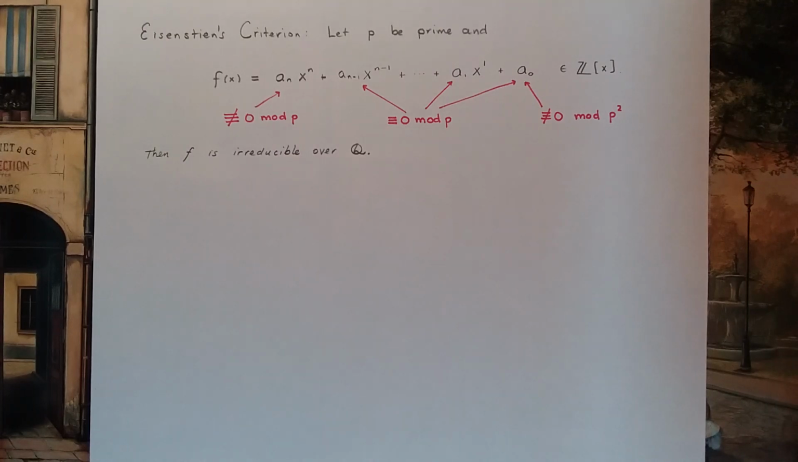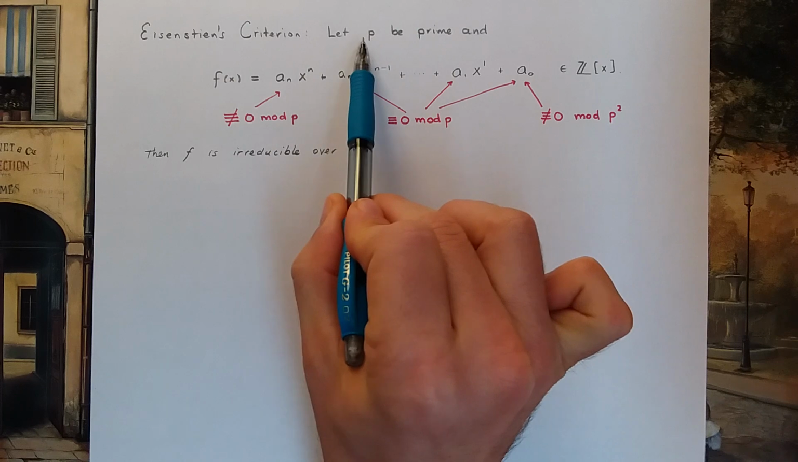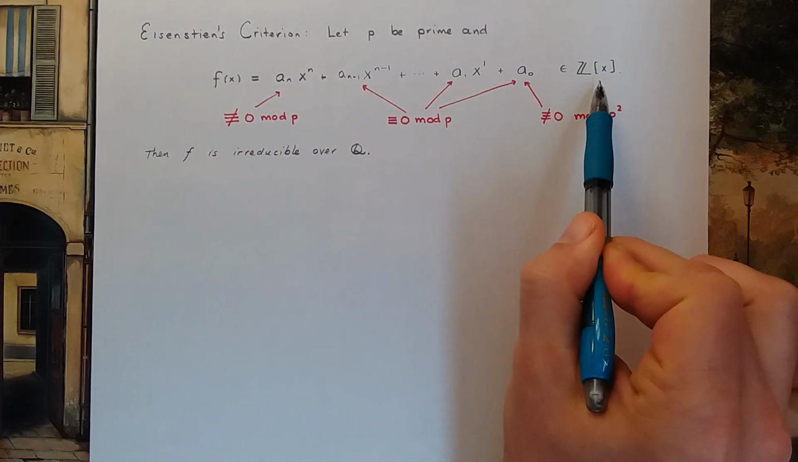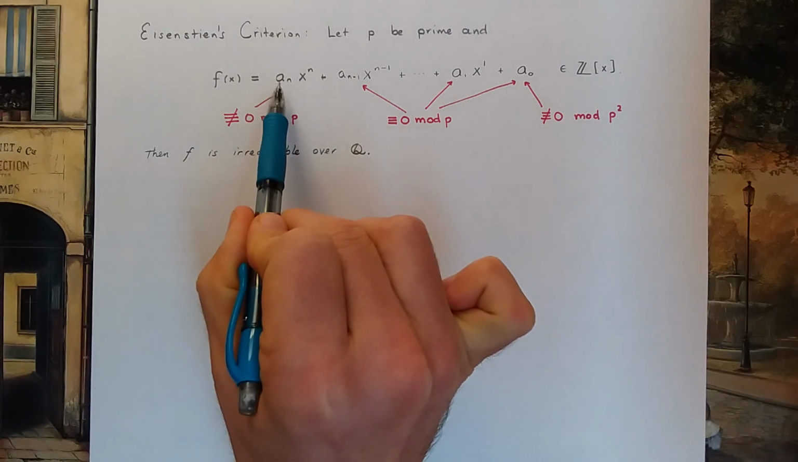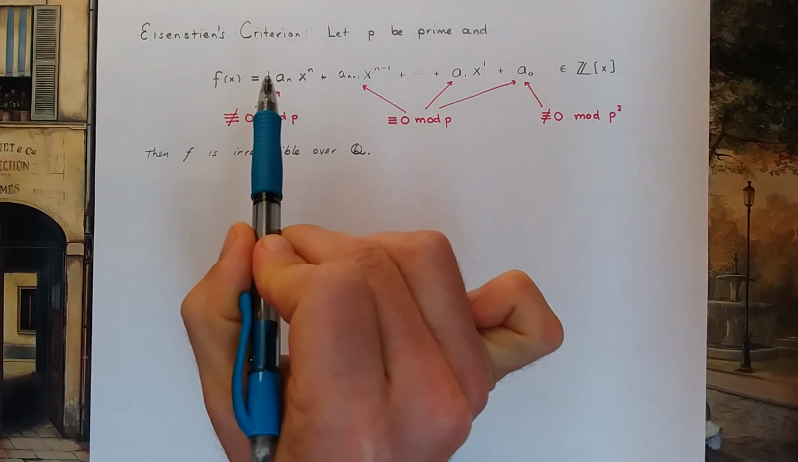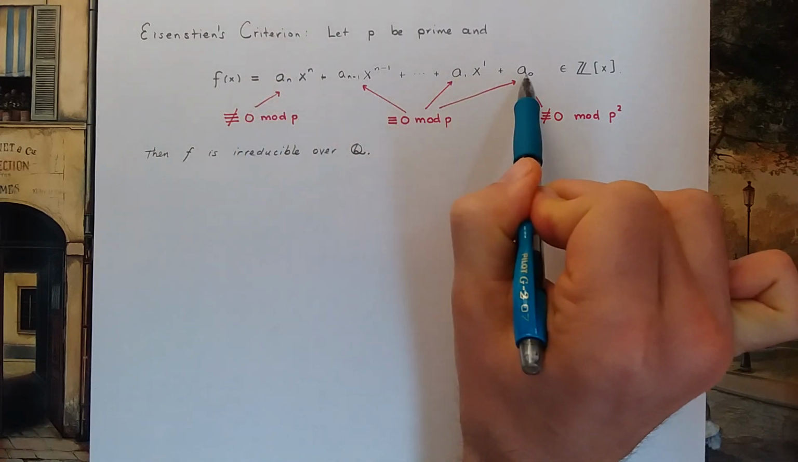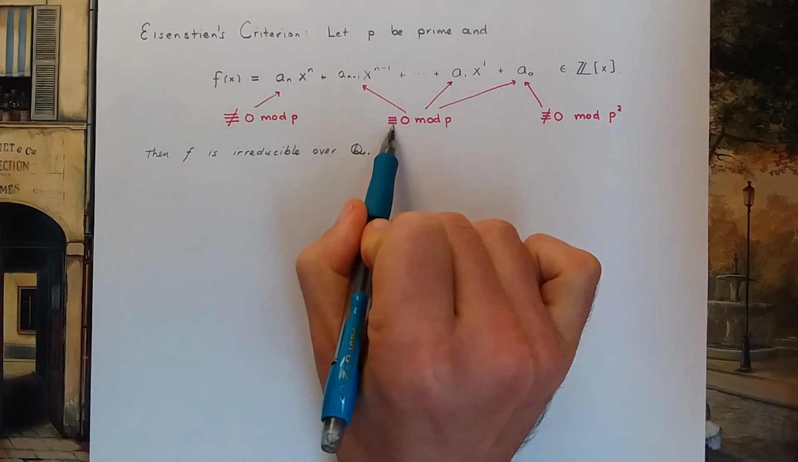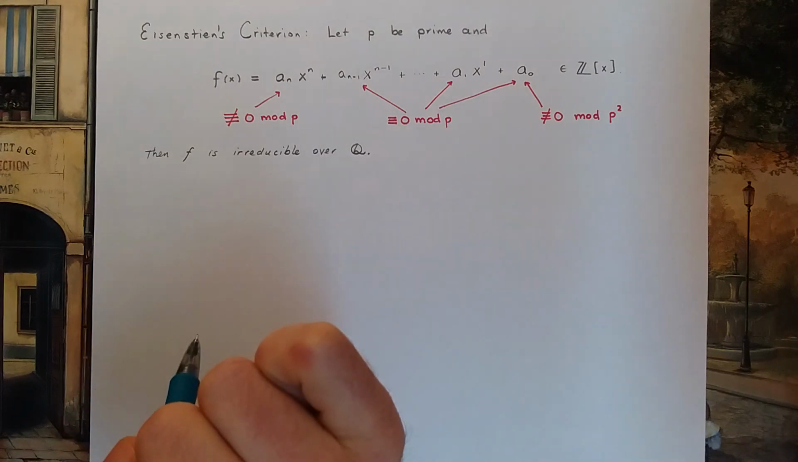Here we will look at Eisenstein's criterion, which says the following. You have a prime number p, and you have a polynomial with integer coefficients that satisfy the following conditions. The leading coefficient is not divisible by p, but every other coefficient is divisible by p. So this notation means congruent to 0 mod p, meaning the remainder is 0 after division by p.